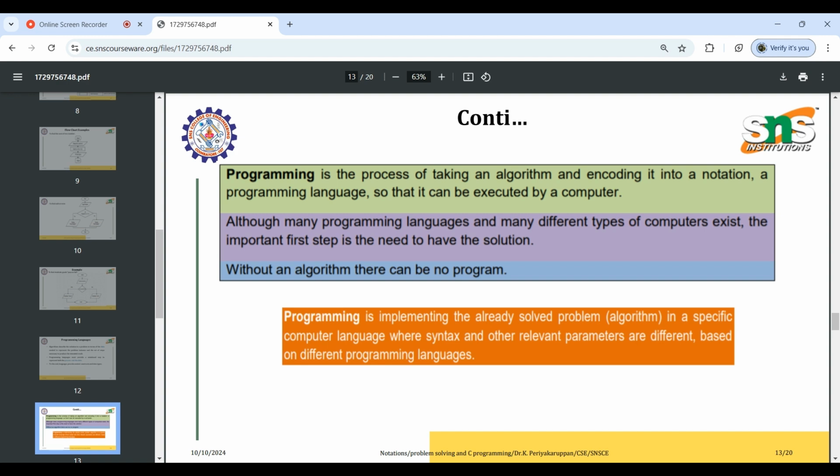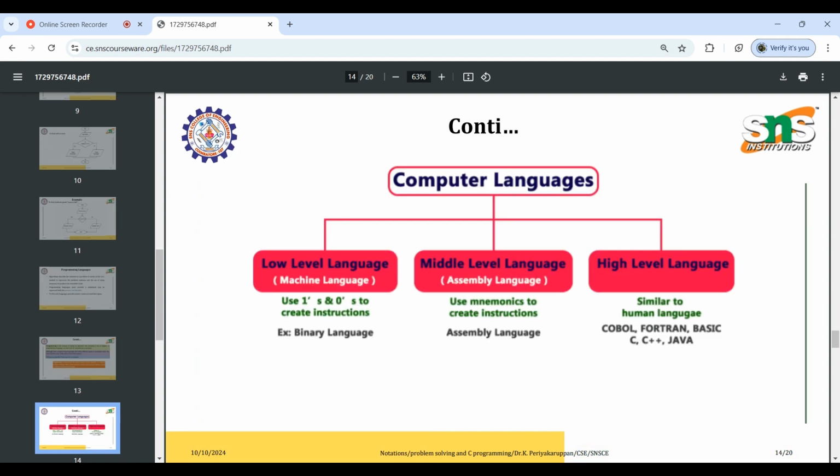Programming is the process of taking an algorithm and encoding it into a notation, a programming language, so that it can be executed by a computer. Although many programming languages and many different types of computers exist, the first important step is the need to have the solution. Without an algorithm, there can be no program. Programming is implementing the already solved problem algorithm in a specific computer language, where syntax and other relevant parameters are different based on different programming languages.